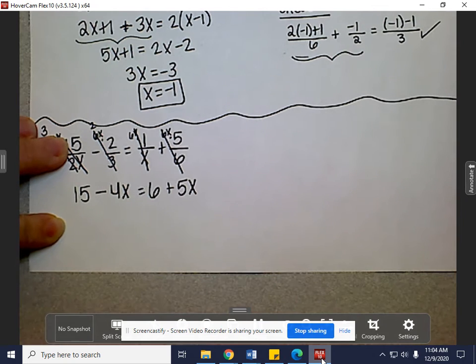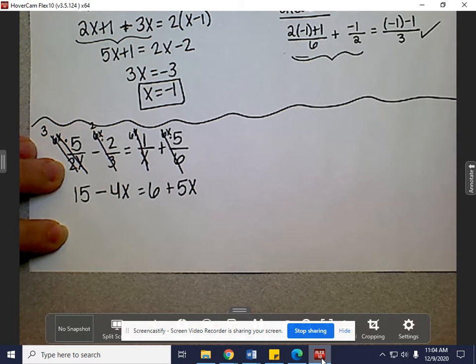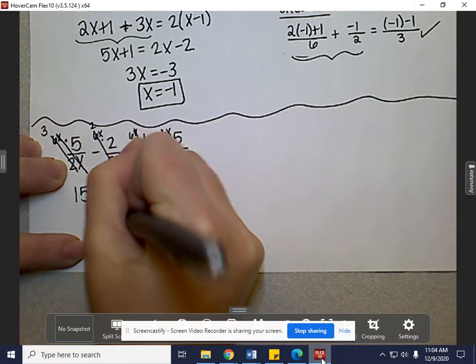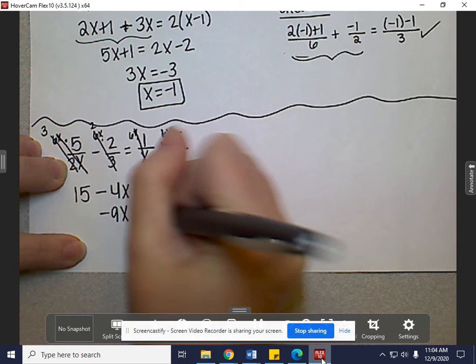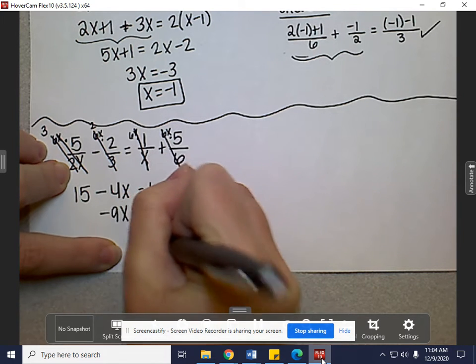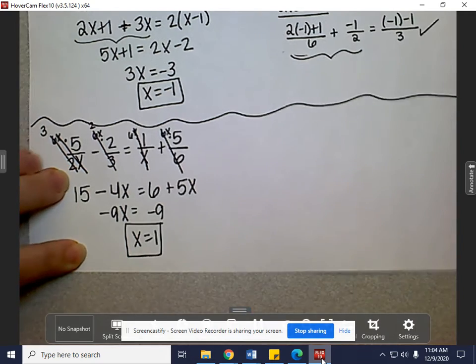Okay, so I always like that part. It feels very satisfying to see things cancel out. But now that I have this, it isn't too bad of a solve. I'm going to get my x's together. I'm going to get my constants together, and I'm going to solve. Okay, we got an answer.